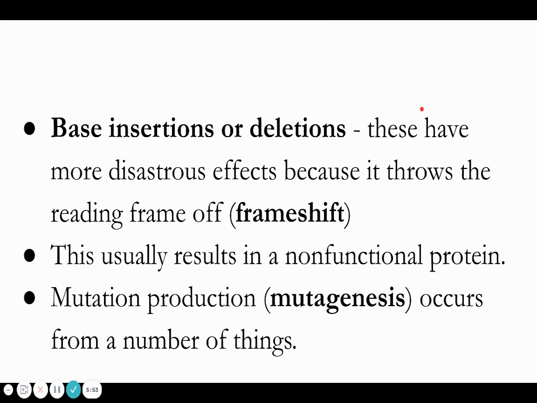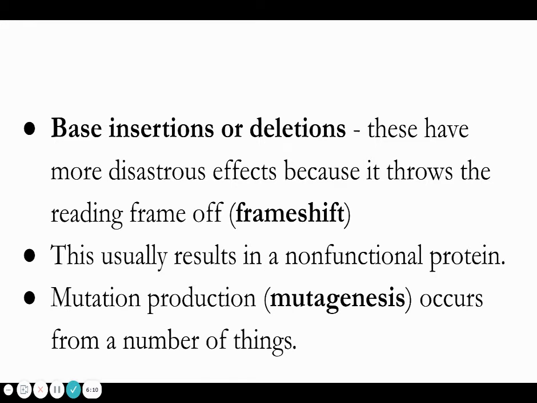The second type of mutation that can happen is you can actually have a base that's inserted, so an extra base, or a base that's deleted. So imagine if you had a sentence and someone threw in an extra letter and you had to read that sentence in threes. Everything's going to shift over.